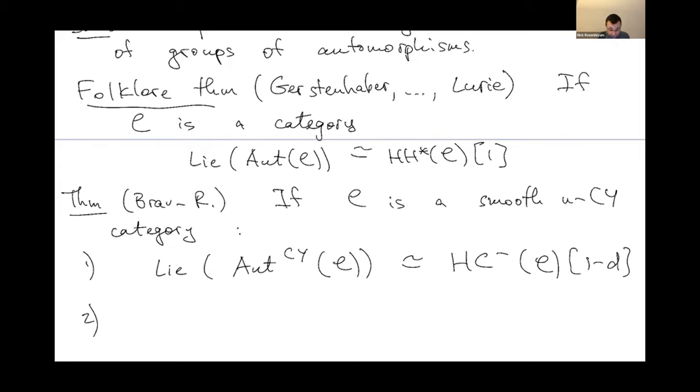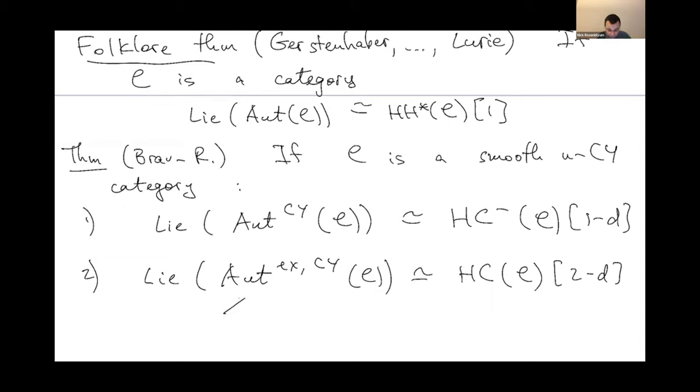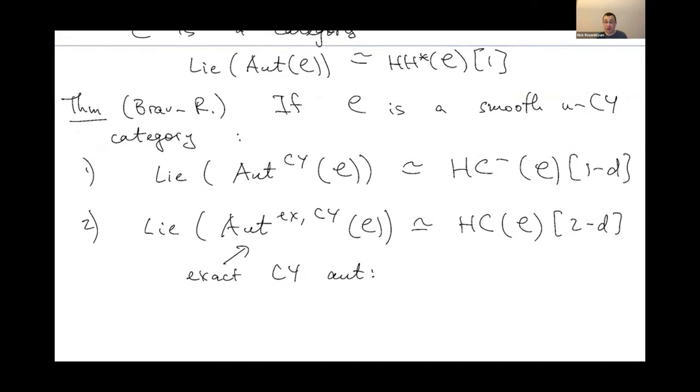But better is that we have exact Calabi-Yau automorphisms, whose Lie algebra is cyclic homology. So this has an interpretation. There's an extra shift here. So this is exact Calabi-Yau automorphisms. Let me say what this is. Remember that a Calabi-Yau structure is a class in HC minus of C, those d's should be n's, shifted by n, minus m, I think.